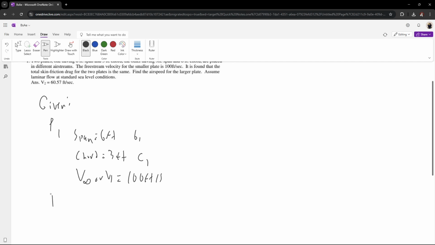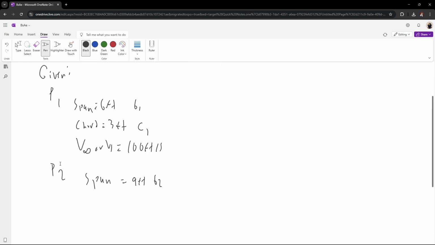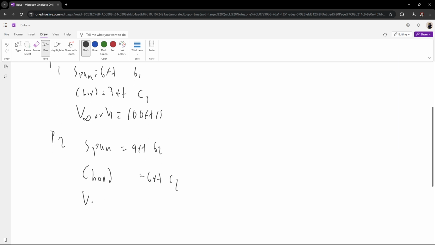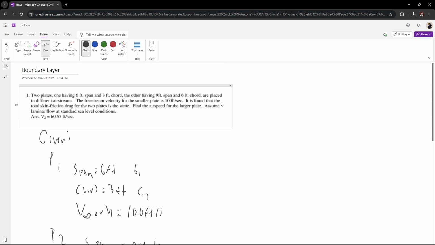And plate 2, we have a span of 9 foot. This is B2. And we have a chord of 6 foot. This is C2. And free stream velocity of unknown. This is what we're finding as the required. Okay.